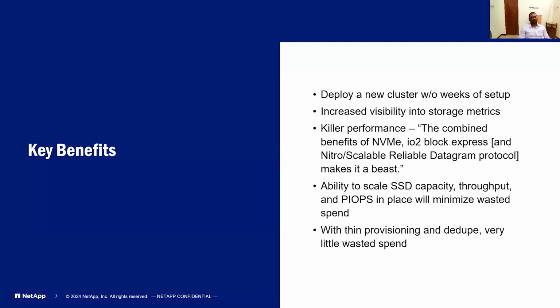For example, if you have provisioned a 1 terabyte file system and you want to increase it, you can go out and increase it via the FSx file system without any intervention. And with the combination of thin provisioning and deduplication, we can optimize the resource allocation and reduce unnecessary expenses.